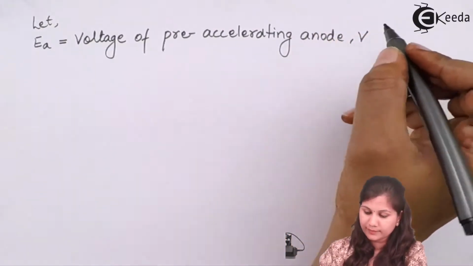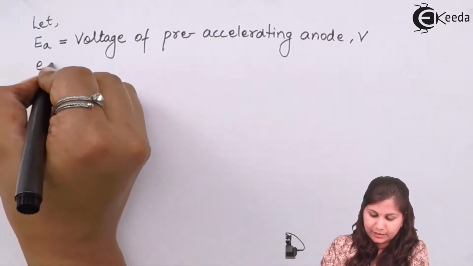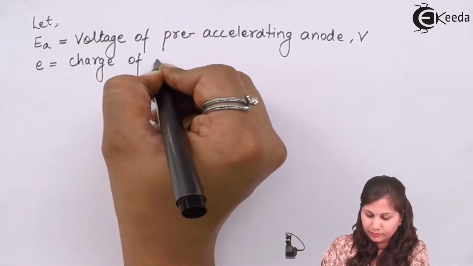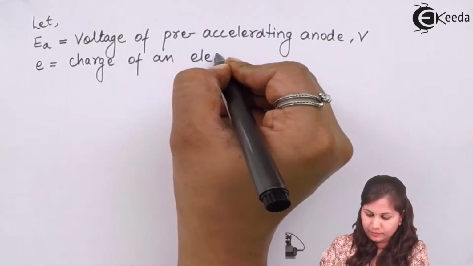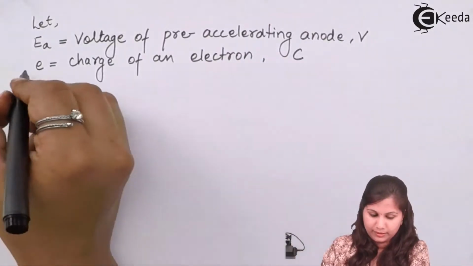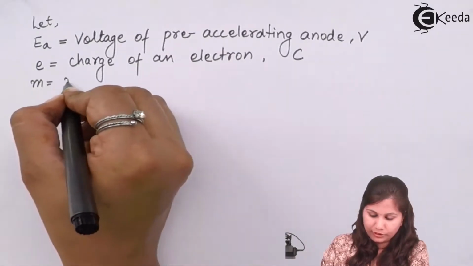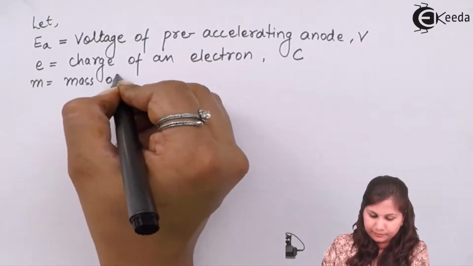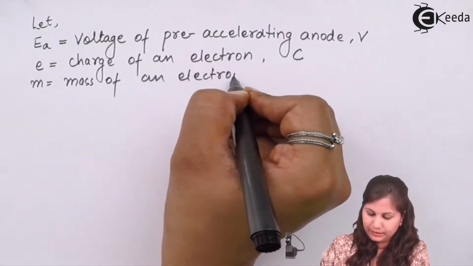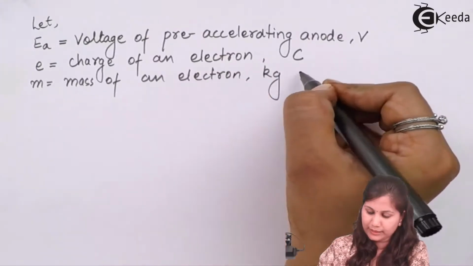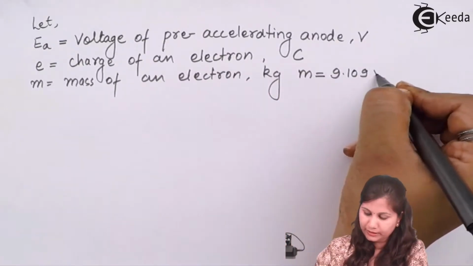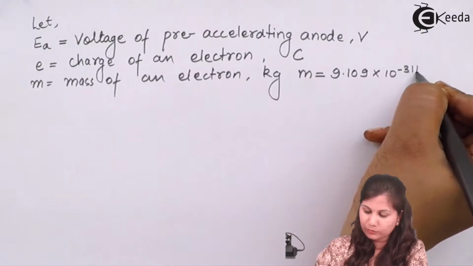Then E is the charge of the electron, in coulombs. Then M is the mass of the electron, in kgs, and we know that the mass of an electron is 9.109 × 10⁻³¹ kg.